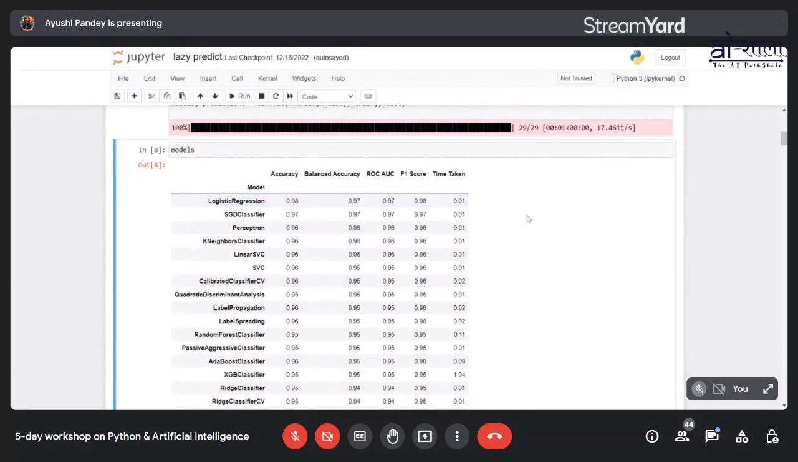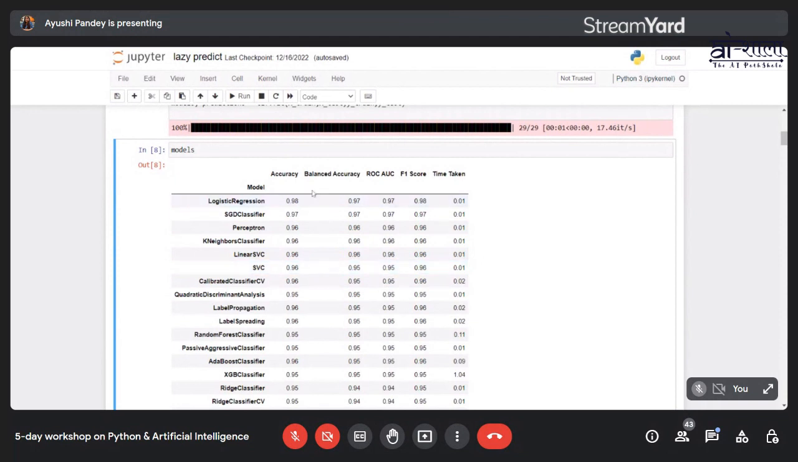This helps you save time. When you are building a model and want to check which top five or top 10 models are giving good accuracy, you can go with this. In the SVM I was showing you, SVM was giving 96%. So here also it's giving 96% prediction.